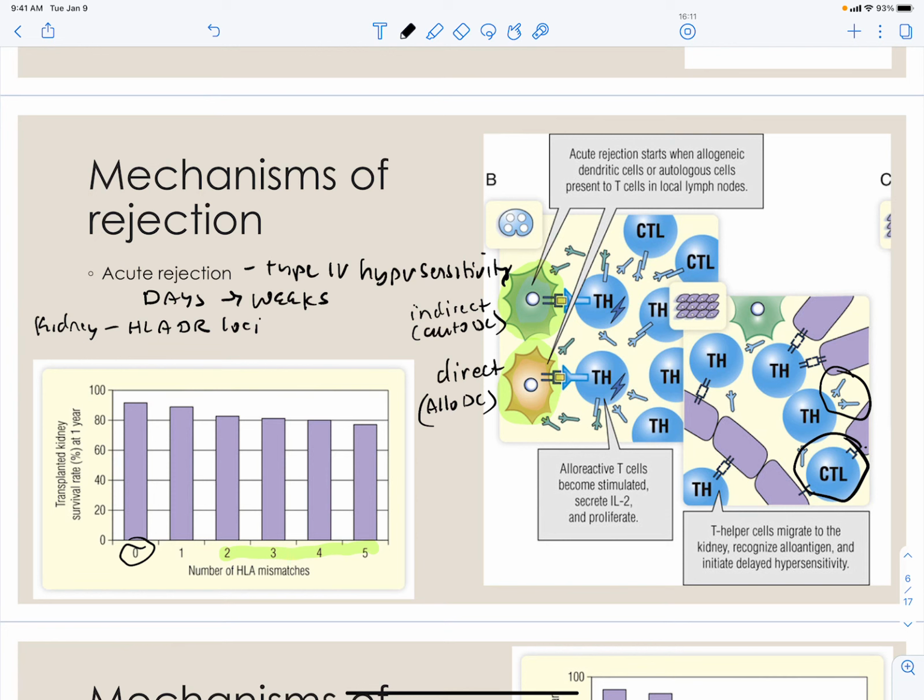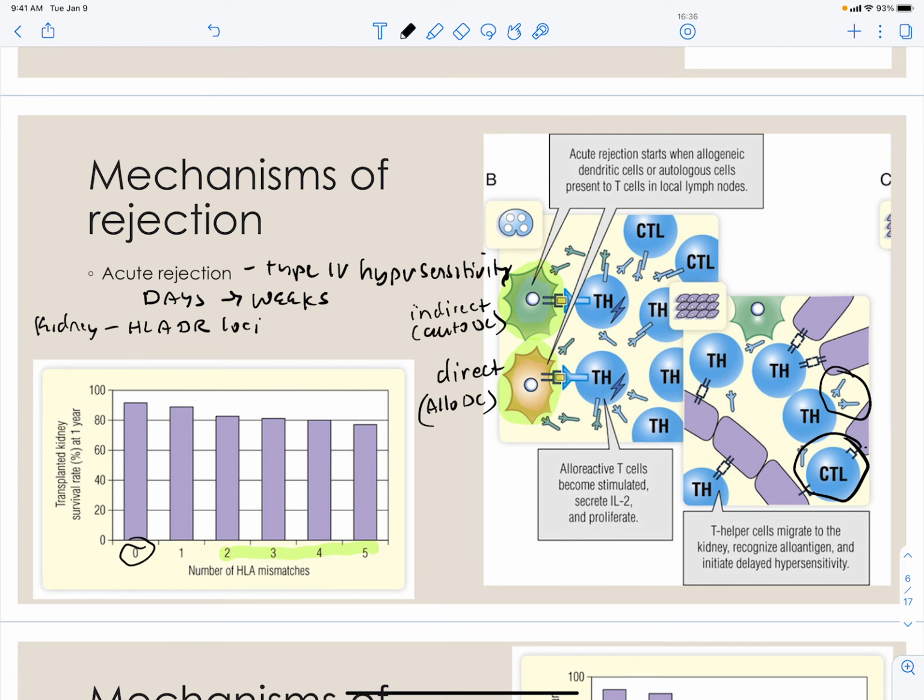Now, the other thing that can happen is that, again, most of the rejections can be caused by mismatched HLA. What that means is that the tissue is presenting HLA antigens on its MHC molecules, and the activated T cells migrate to the tissue and target those cells and kill them.